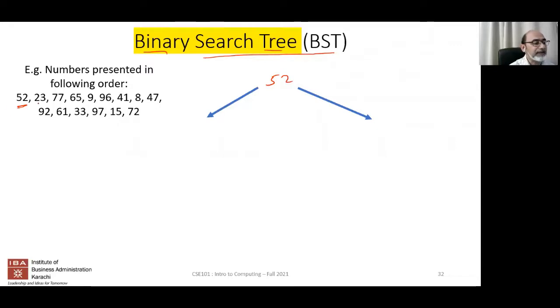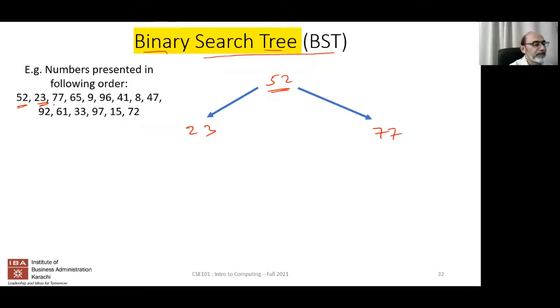And then the next number, this is going to be a linked list. And the next number is going to be on the left side if it is smaller, and on the right side if it is bigger than this number. Okay, so where will number 23 be? Clearly it will be over here. And the number 77 will be over here because it's bigger than 52.